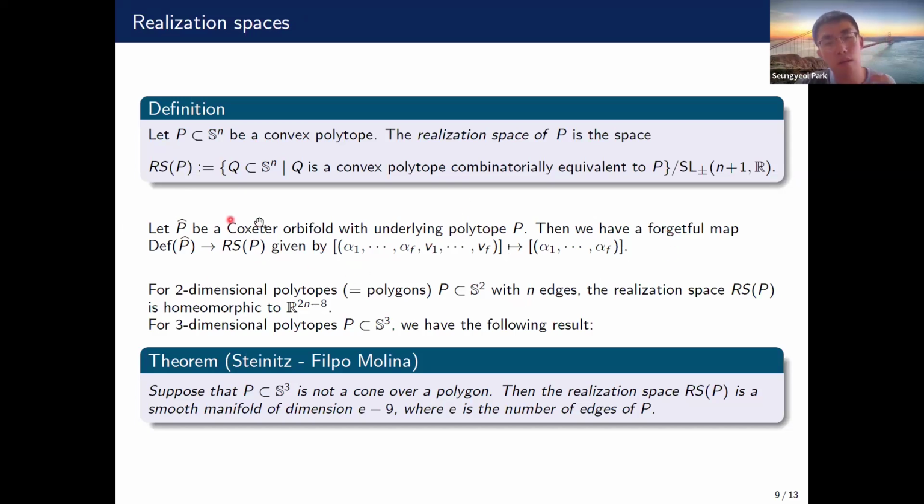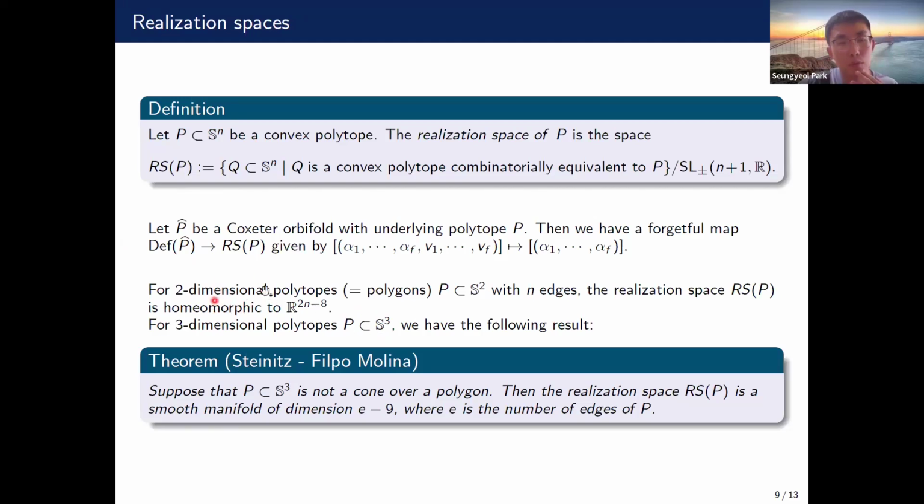So the reason that I'm thinking about this realization space is that there are some partial results on these realization spaces. I mean, on the topological structures of the spaces. So I can use that result to compute the deformation space in the reverse order.